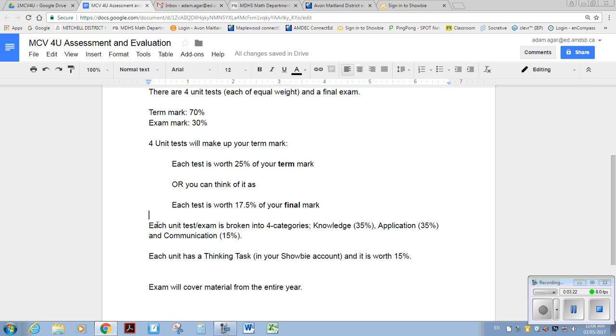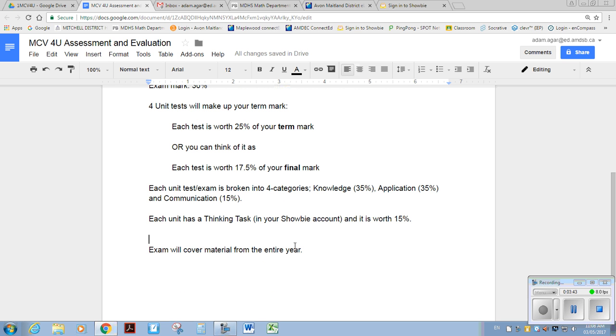So again, 4 components. The unit test has 3 of the categories: knowledge, application, communication. Then you'll do a thinking task, which is a small assignment. When you sit down to do it, it shouldn't take you more than 1 period, 75 minutes to complete. All right, so that will be done after you do the unit test, and that's where your mark comes from. The exam will cover the year, the entire year. It will be evenly balanced on the 4 units.